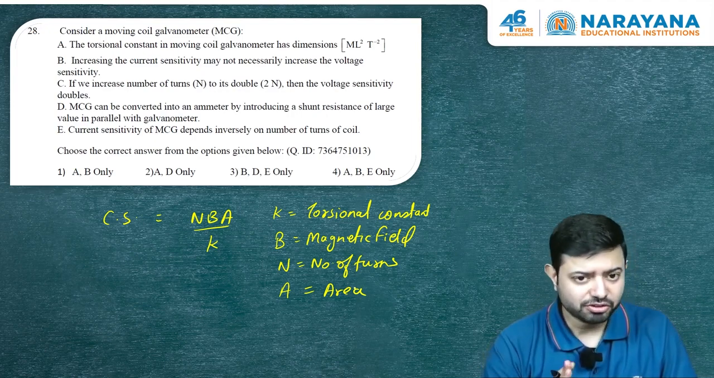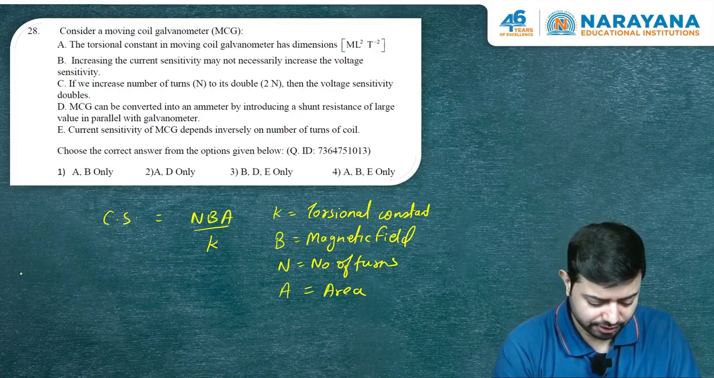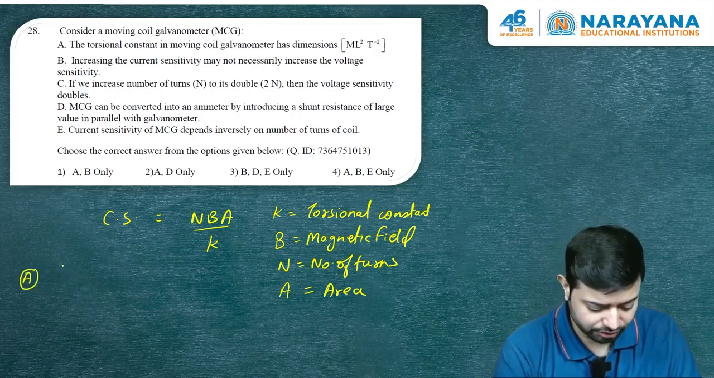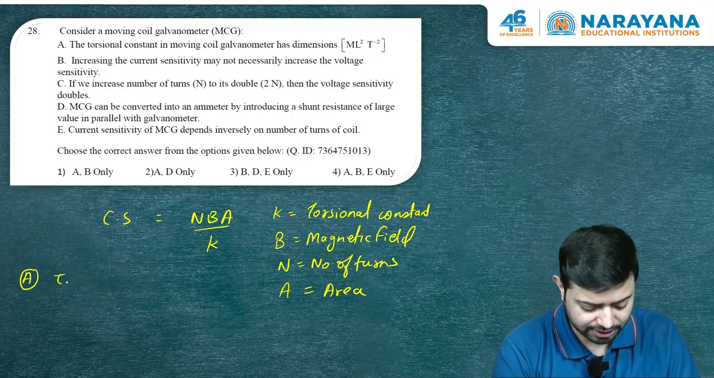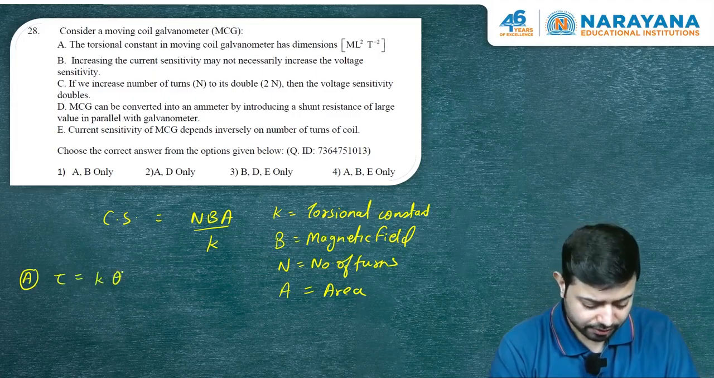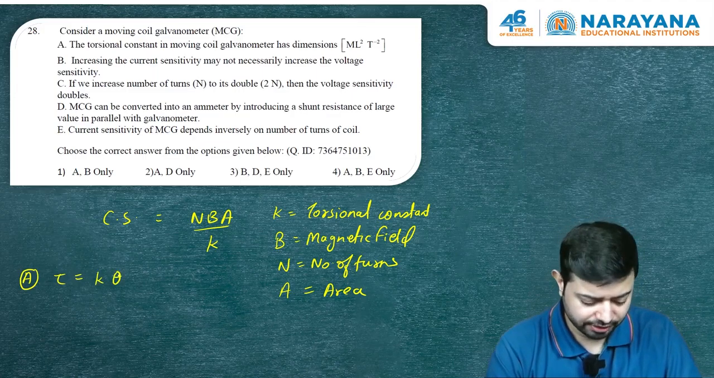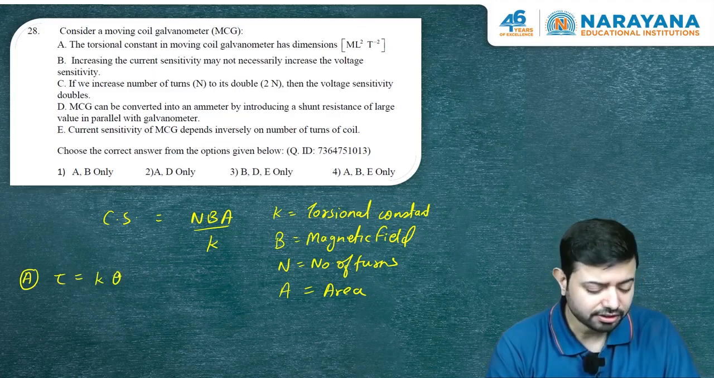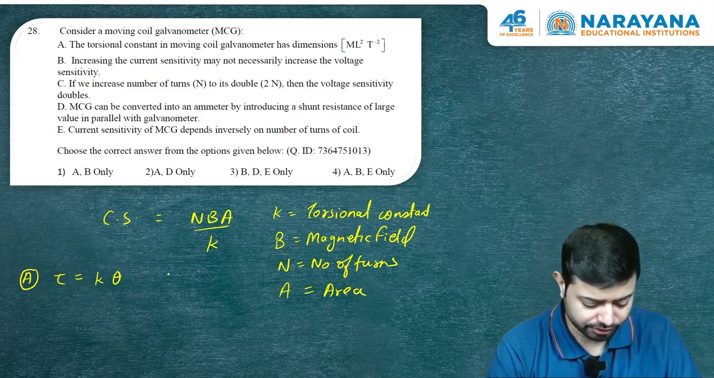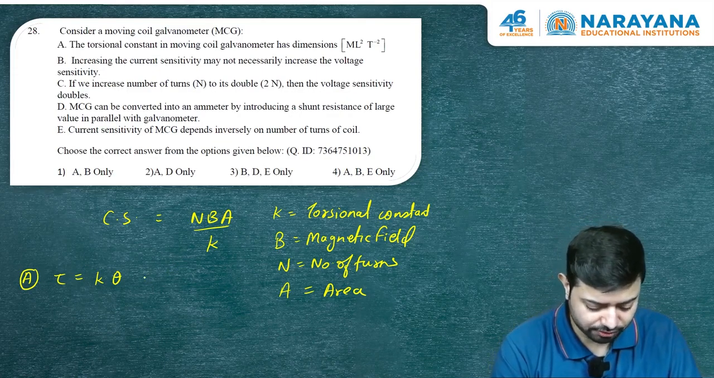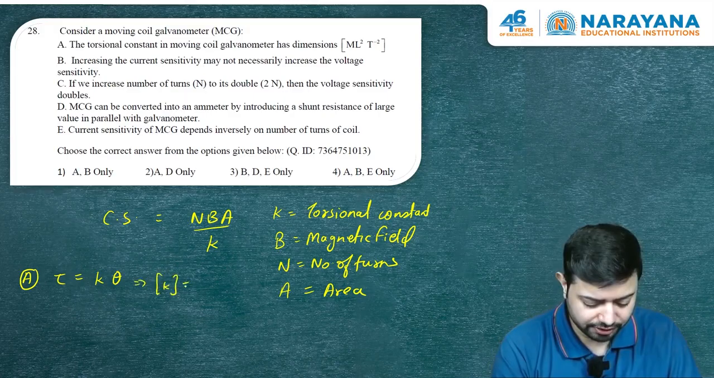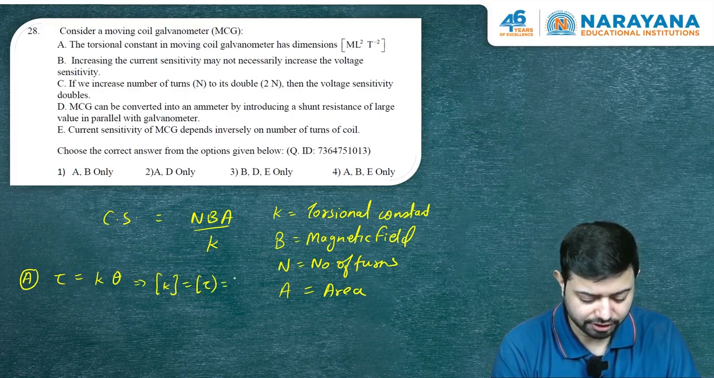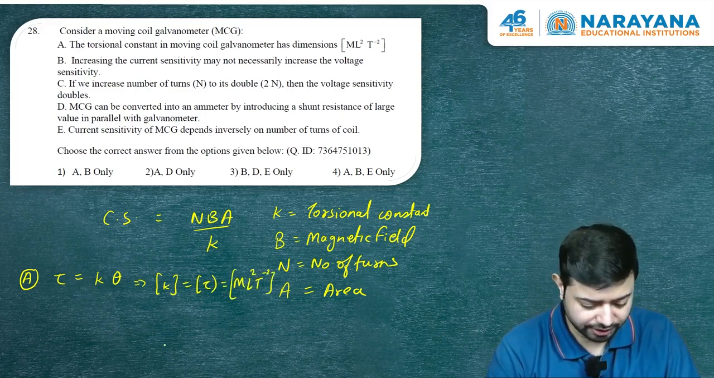By the way, the first option, A, is talking about the torsional constant. Do you know the formula of the torsional constant? It is something like this: torque is equal to the torsional constant into theta. Theta has no dimension, and torque has a dimension. So the dimension of the torsional constant is nothing but the dimension of the torque, which is M L squared T to the power minus 2. So the first option is absolutely correct, A is correct.